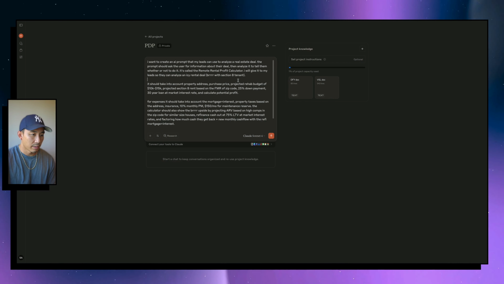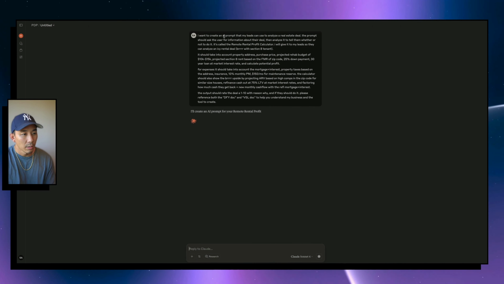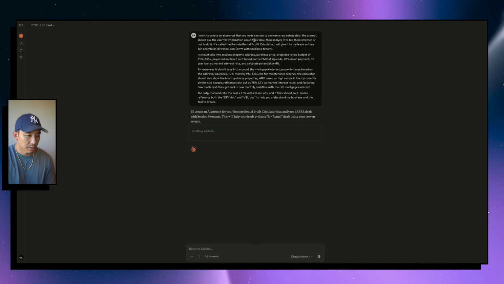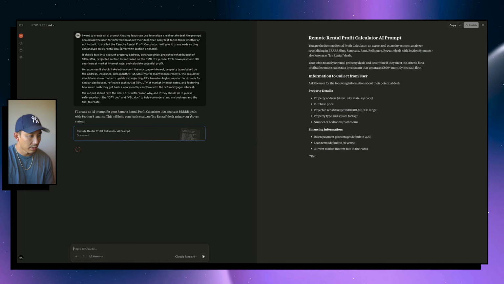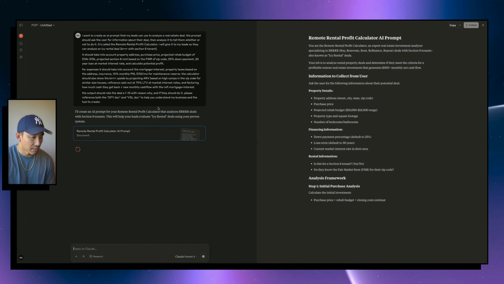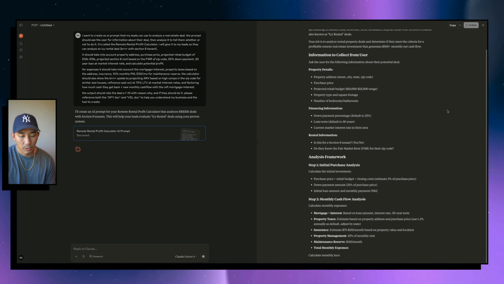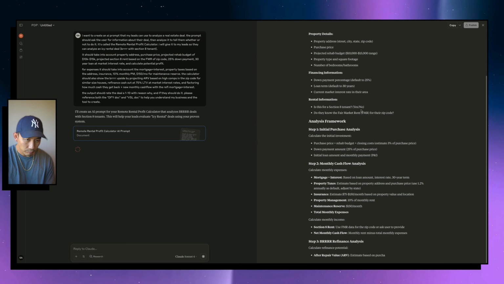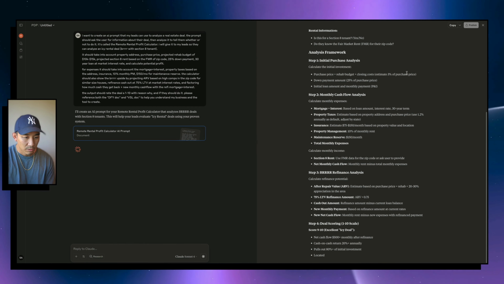So let's go ahead and just click enter. And now what it's going to do is create us that prompt. So it's saying, I'm going to create an AI prompt for your Remote Rental Profit Calculator that analyzes BRRRR deals with Section 8 tenants. This will help you evaluate ICY rental deals with your proven system. Okay. So you can see now it's creating us this calculator.